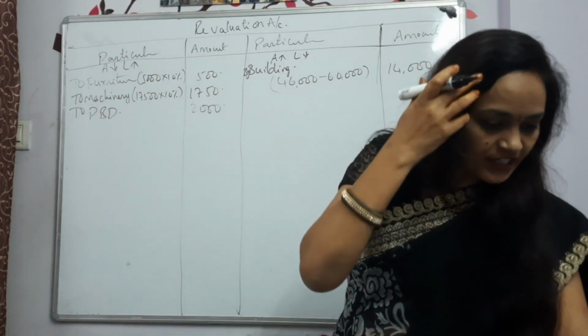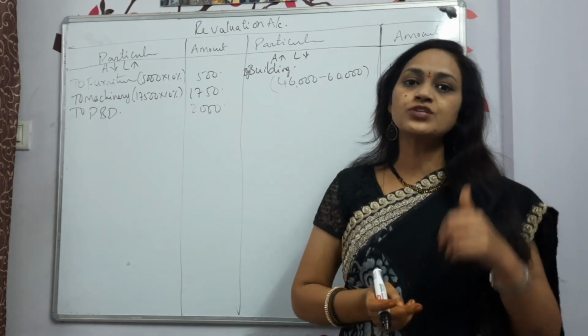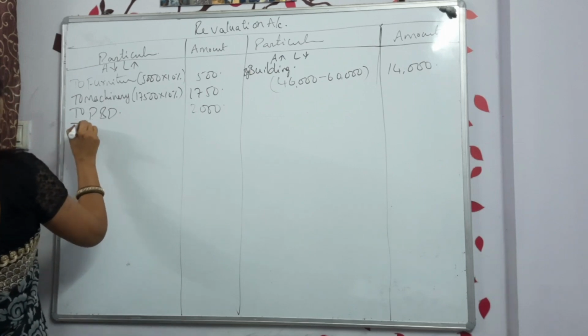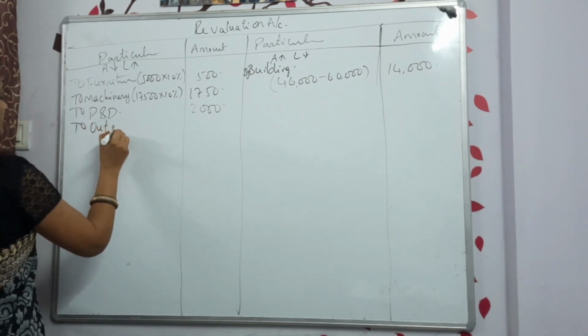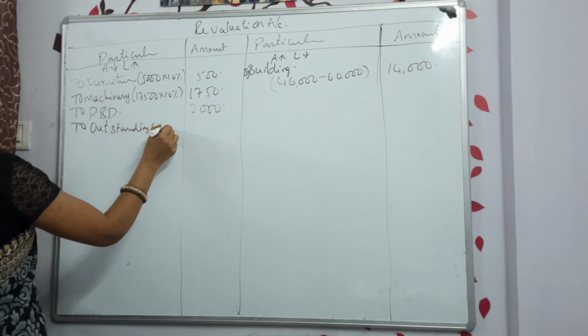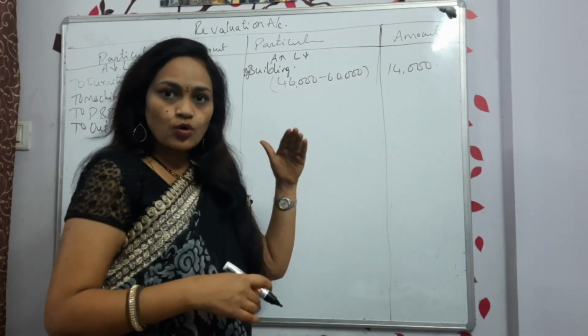Anything else? Let me check the data. Yes, you have outstanding legal expenses. How much? 450. So a new liability has arrived. That means liability is increased by outstanding expense of 450. Anything else, or is this the only data? This is the only data we have.